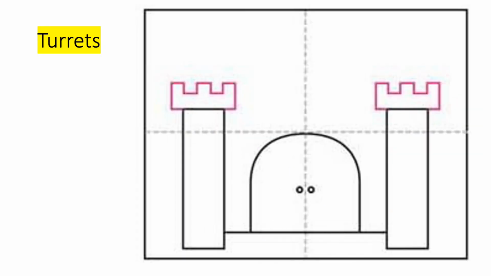These are called turrets. Turrets are at the top of towers and then at the top of buildings. Add turrets to both of your towers. Here's some other examples of turrets. Let's take a look.